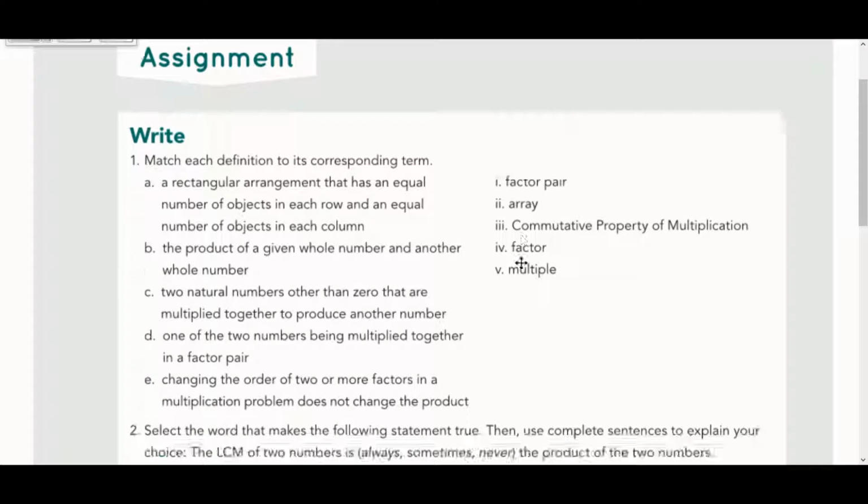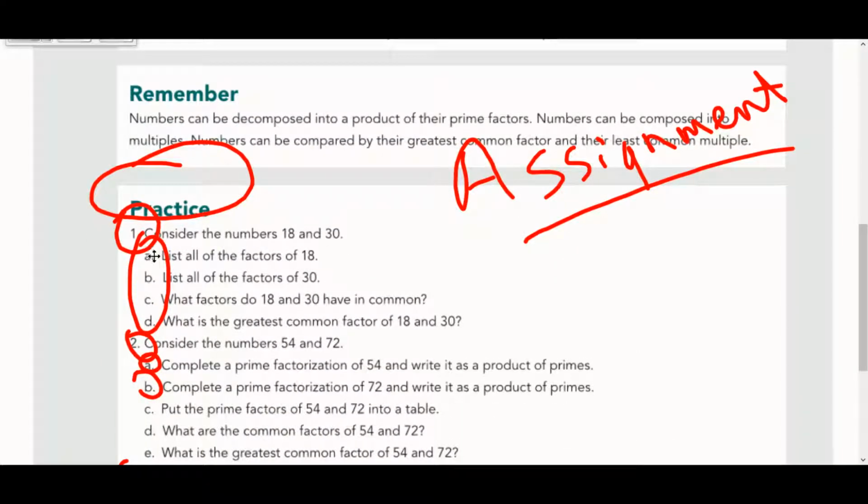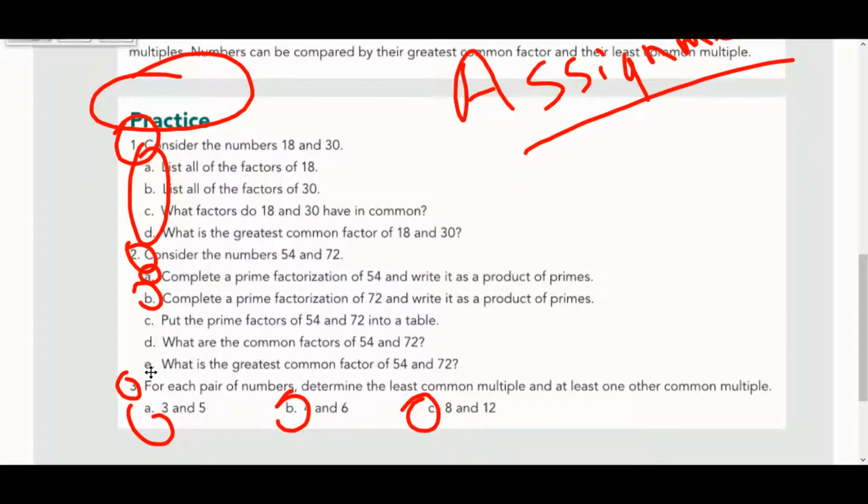All right, then for your assignment, I wanted you to do questions 1, A through D, questions 2, A and B, and 3, A, B, and C. And look here, it says list all the factors. Now notice it doesn't say list the factor pairs, so be very careful of that. We just want to list, so you'd start listing all the factors of 18, listing all the factors of 30. Very similar to that slide earlier. It's basically the same kind of questions. And what's the greatest common factor?